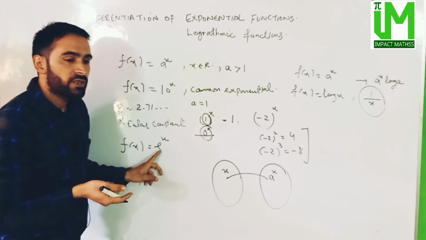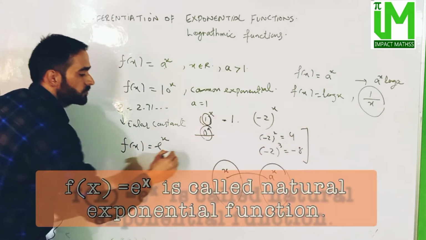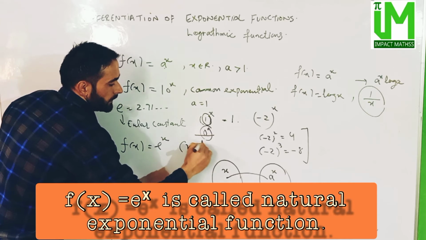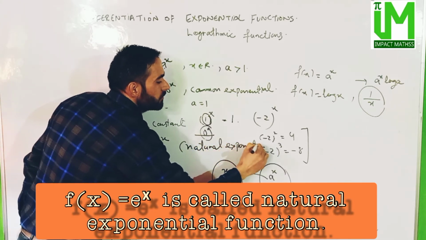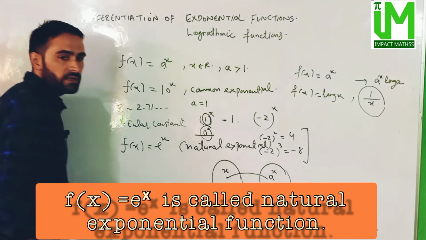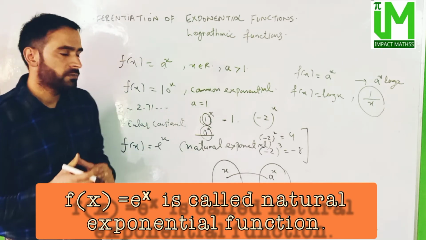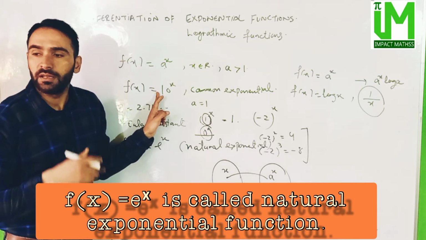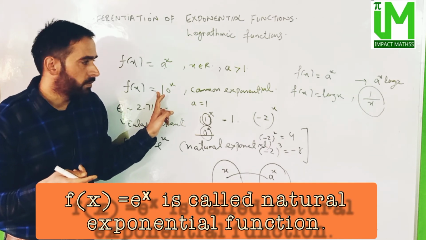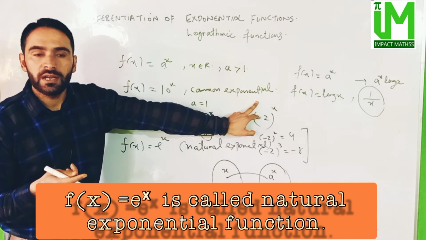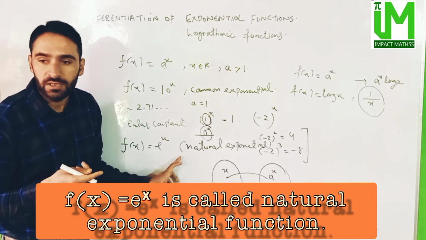With e as the base, this exponential function is called the natural exponential function. We can take any base greater than 1. But as a specific mention, when we take the base as 10, this exponential function is termed the common exponential function, and when we take e as the base, it will be f of x is equal to e raised to power x.